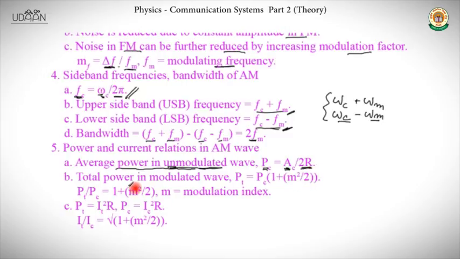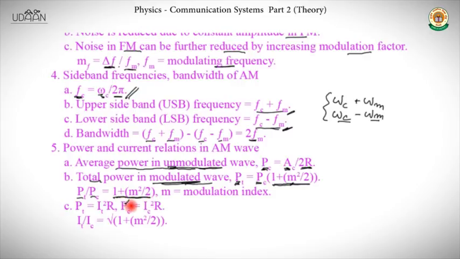Next we have the total power in the modulated wave. The modulated wave is after the message signal has been incorporated into the carrier wave. So here we have power PT equals PC times (1 plus m squared by 2). Here m is the modulation index, or the modulation factor. PC is the power of the carrier wave, and PT is the net, total power. So the ratio PT by PC equals 1 plus m squared by 2.